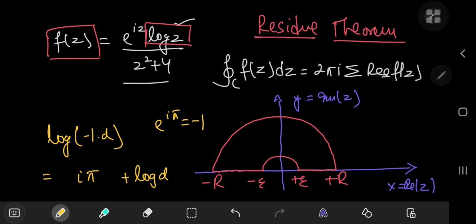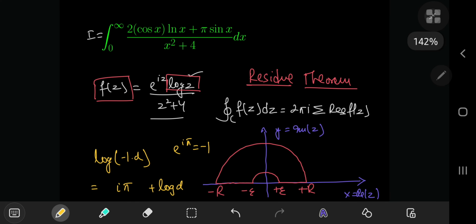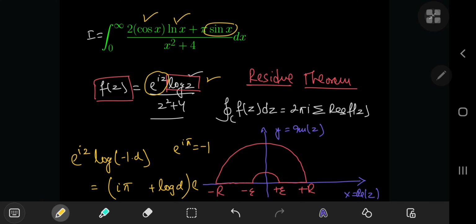And if you look at the structure of our target integral, we need pi times sine of x and log x times the cosine of x. So because you're multiplying the complex logarithm by the complex exponential function, which is related to the circular trig functions, on multiplication you can recover these terms, and you'll see later in the video how this choice of function evaluated on this contour leads exactly to our target integral.